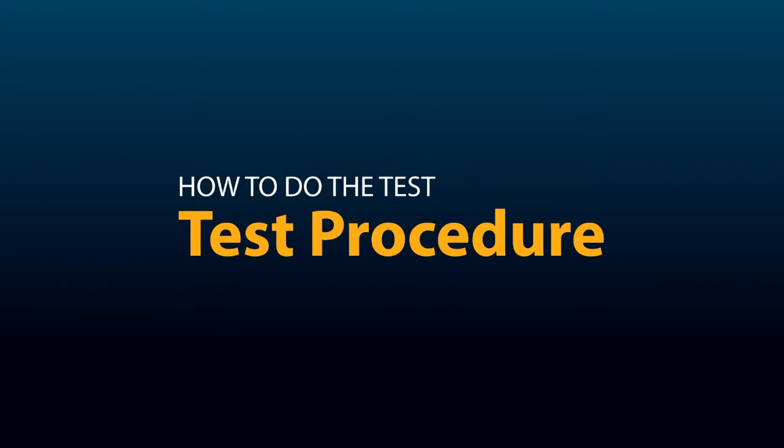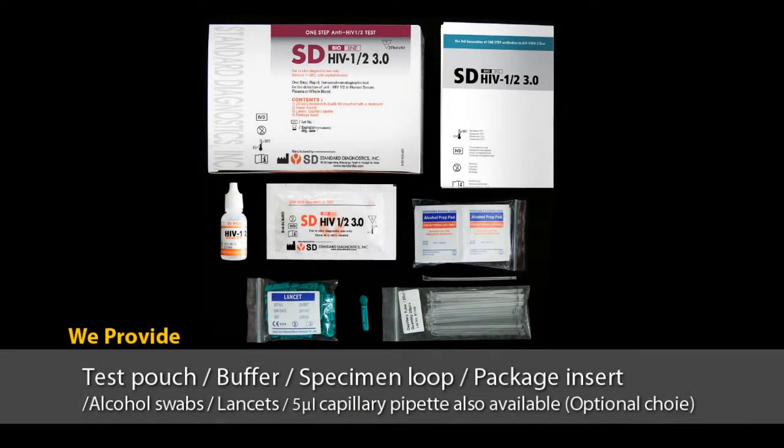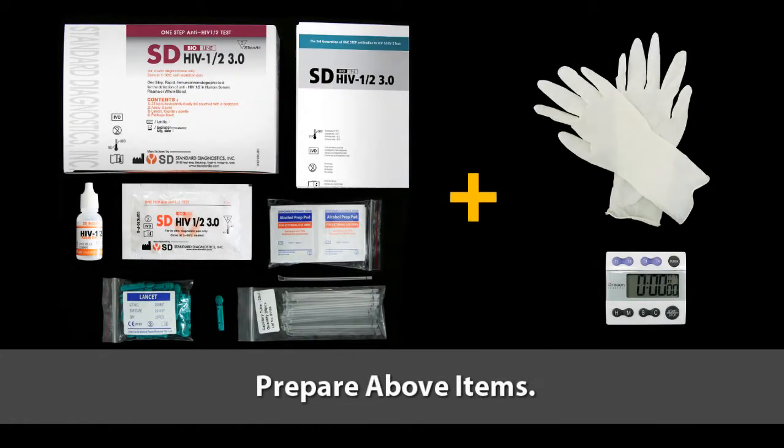ST BIOLINE HIV 1 and 2 rapid test is easy to use. The materials included in the kit are test pouch, buffer, package insert, lancets, and capillary pipettes. Alcohol swabs are provided if required. These materials should be prepared before starting the test.